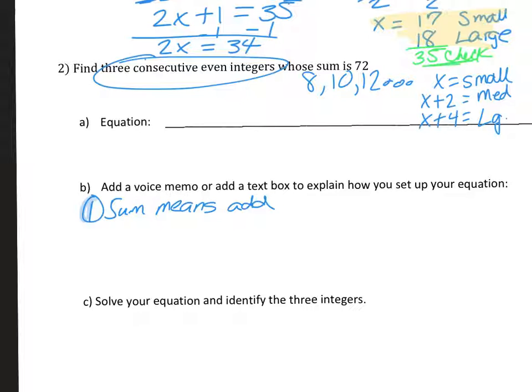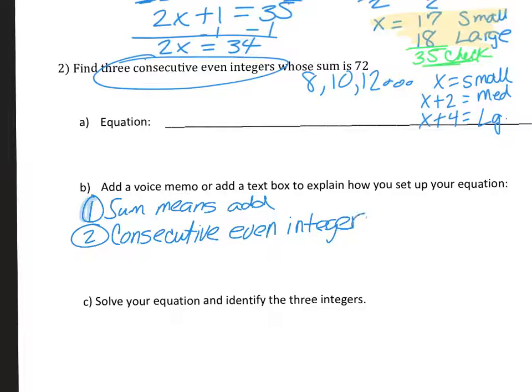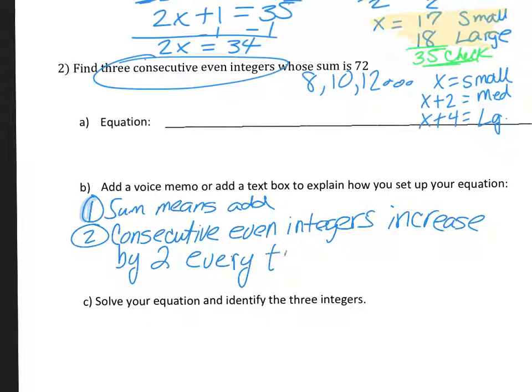So to explain how I set up my equation, I'm going to say consecutive even integers increase by 2 every time. That is enough of an explanation for me. So we're going to set up the equation x plus x plus 2 plus x plus 4, and all of that is going to equal the sum of 72.